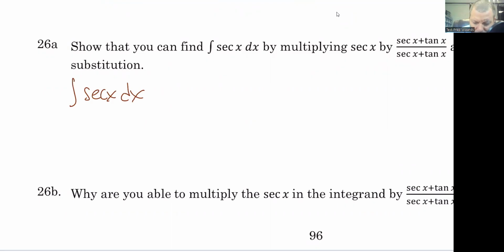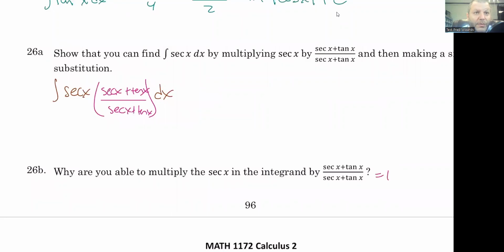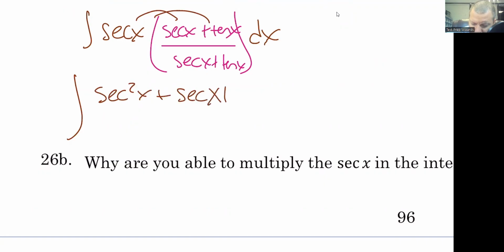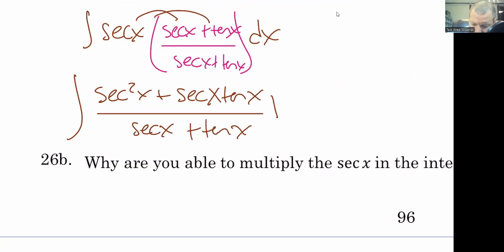So the idea here, the sneaky thing, is that if I multiply this by secant of x plus tangent of x over secant of x plus tangent of x, I could do that because this is equal to 1, right? So I'm not changing my antiderivative at all. I could then distribute this secant to get secant squared of x plus secant tangent of x, all over secant of x plus tangent of x dx, right?